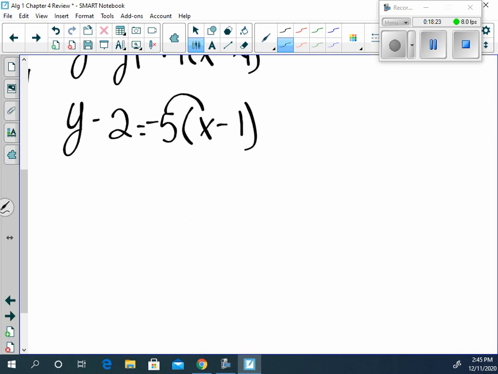Okay. Well, here we just have y minus 2. Now here we can distribute the negative 5. Negative 5 times x will be negative 5x. And negative 5 times negative 1 is going to be plus 5.